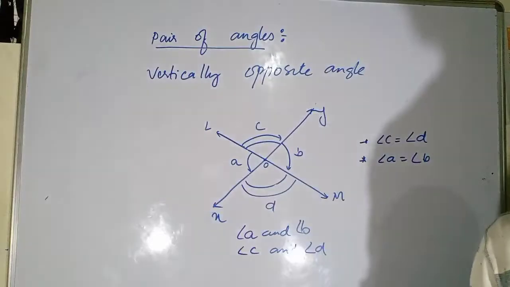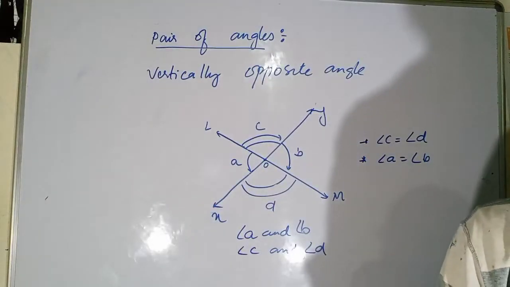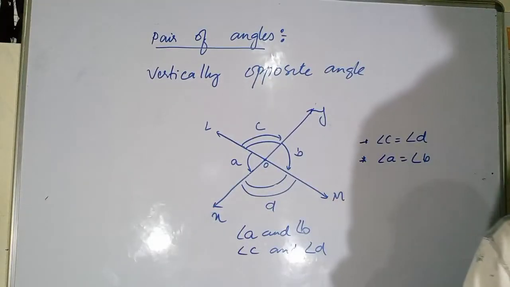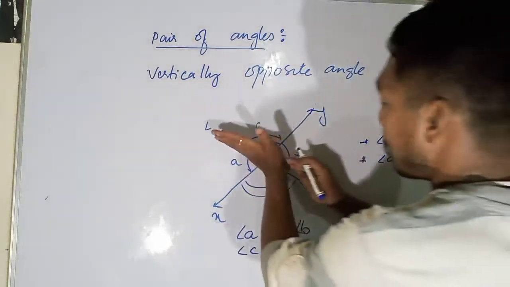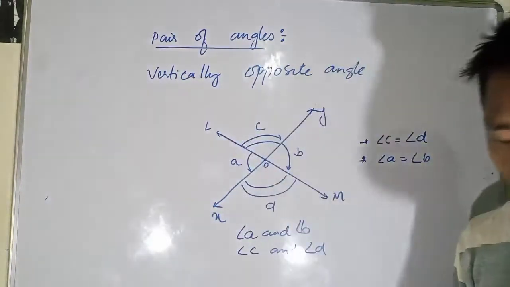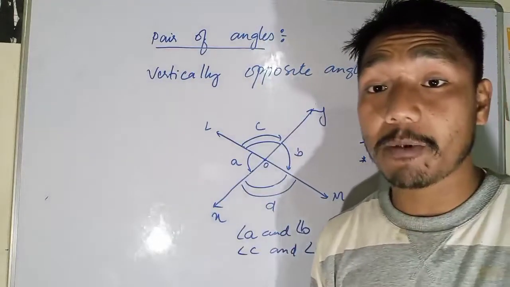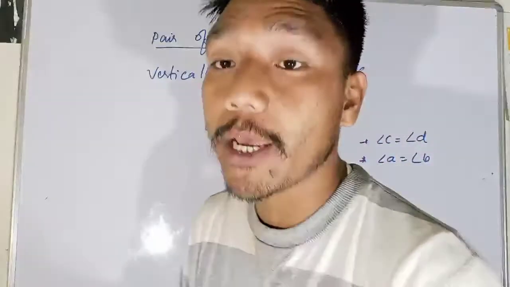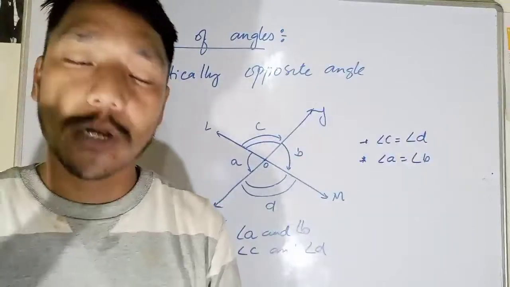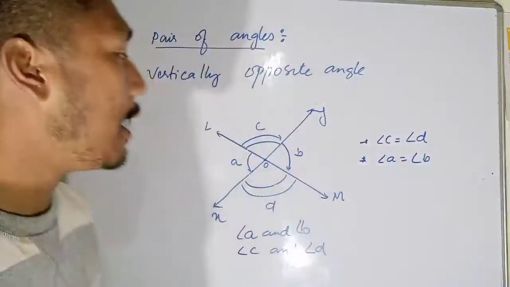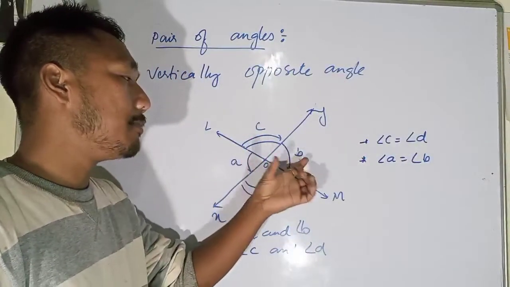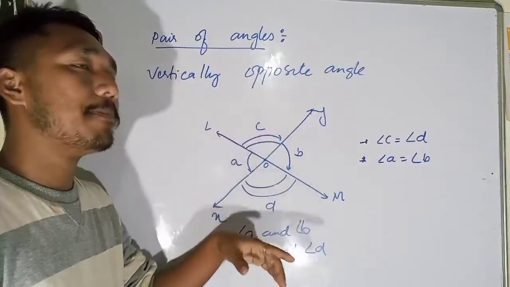Two angles form a pair of vertically opposite angles if their arms form pairs of opposite rays. So when does it form vertically opposite angles? If two rays intersect each other, at that point of intersection, one angle will be left, another on the right, up and down.